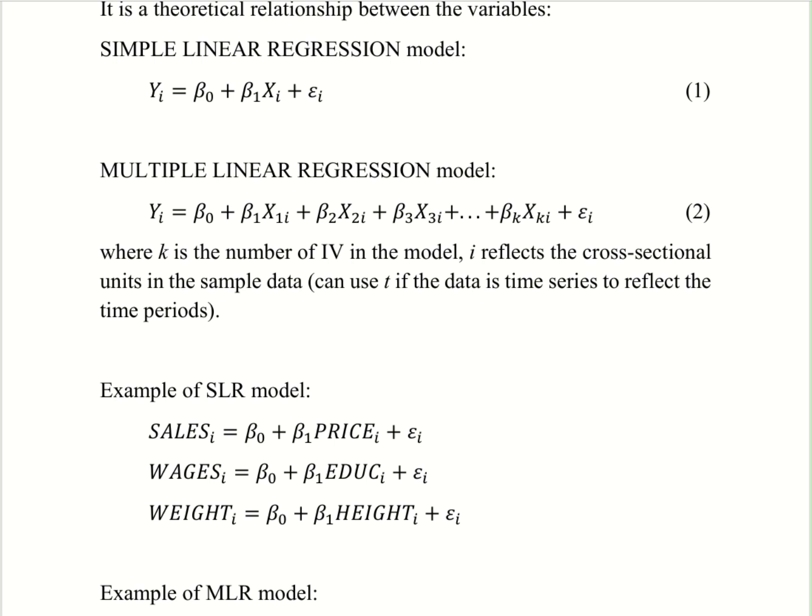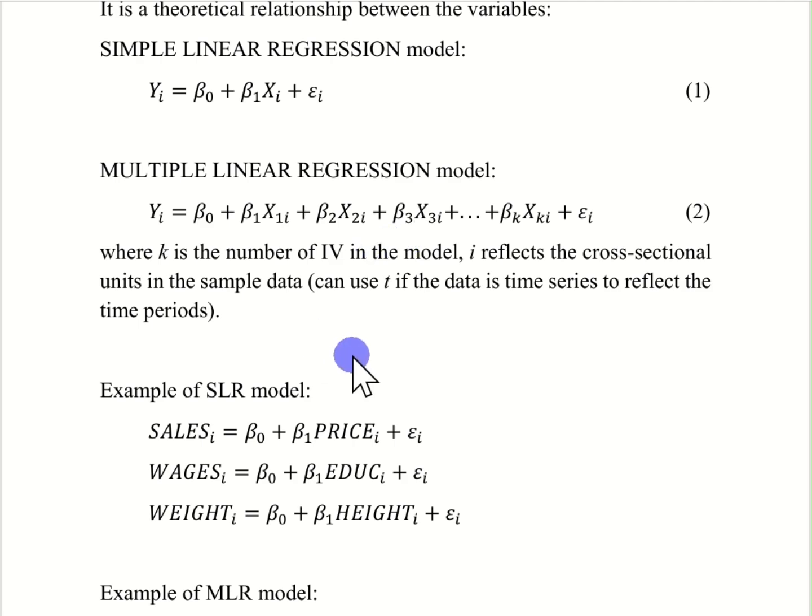However, regression can also handle more than one explanatory variable. That's where the multiple linear regression model comes in. y is a function of beta 0 plus beta 1 x1 plus beta 2 x2 and so on until the last, beta k xk, plus epsilon. Here we have more than one independent variable.